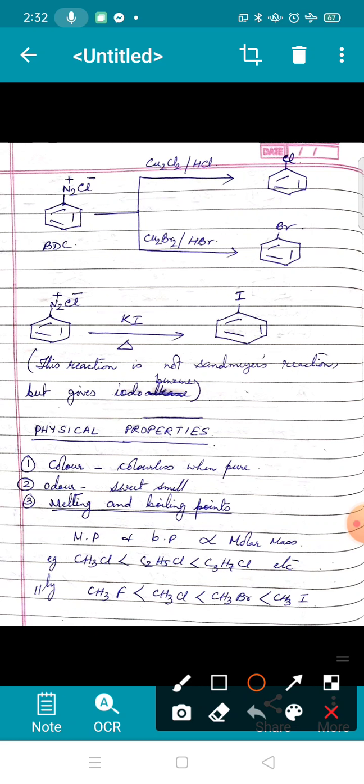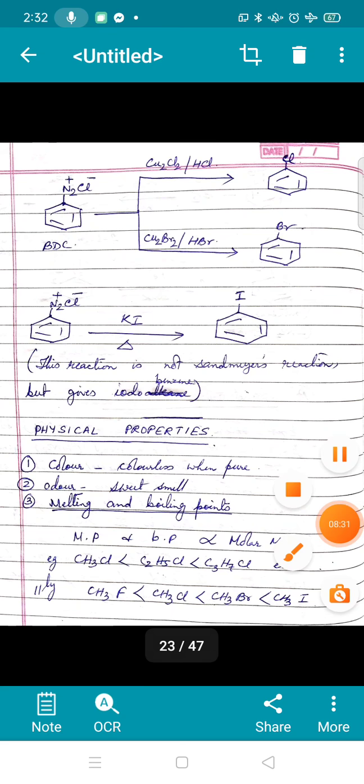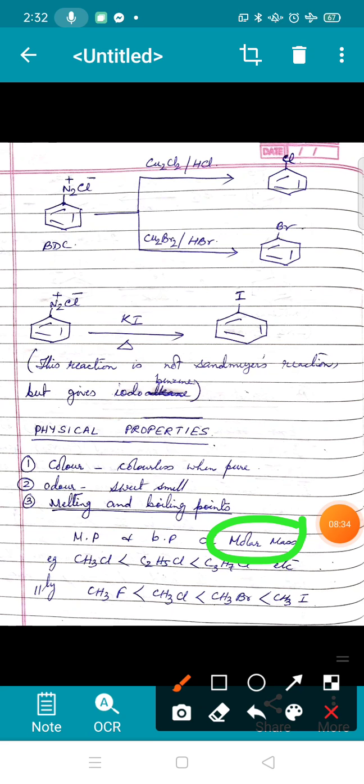Melting and boiling points. As you know, melting point and boiling point are directly proportional to molar mass. So as the molar mass increases, melting and boiling point also increase. To understand this example, see, you have taken CH3Cl where we have only one carbon. C2H5Cl, number of carbons increased, so molar mass also increased. C3H7Cl, so we have 3 carbons now, so molar mass increased further. So their boiling point also will keep on increasing, melting point as well as boiling point.